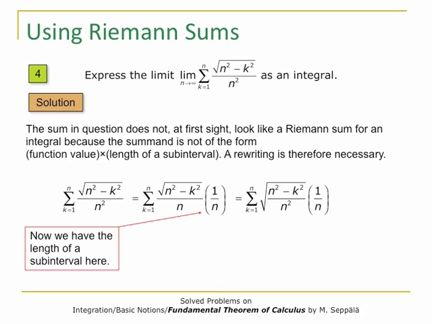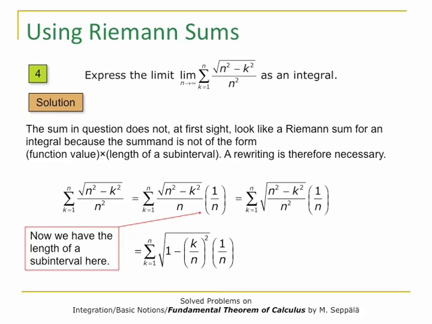And under the square root we may perform division by n, and we get that the original sum is now the sum k from 1 to n of the square root of 1 minus k divided by n squared, and that square root value multiplied by 1 over n. And now this square root of 1 minus k over n squared is the value of the function square root of 1 minus x squared at the point k over n.